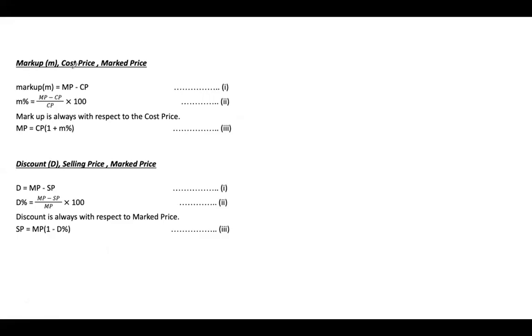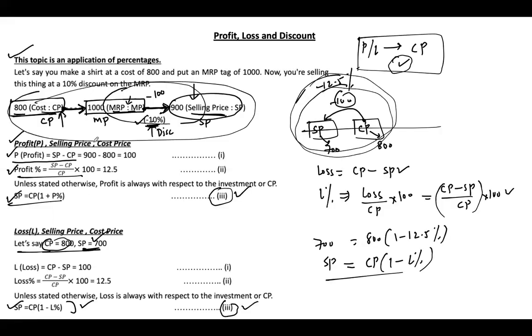Similarly, the marked price and cost price relationship. We are talking about this relationship. So 800 was your cost price, 1000 was your marked price. You increased this value by what? 200. This is called the markup. As in, you wanted to have 200 as your profit, as your maximum profit.